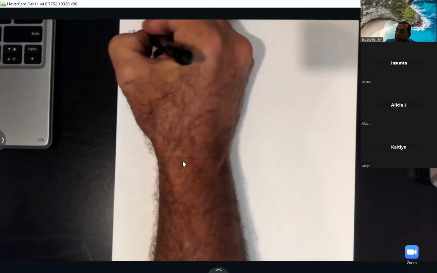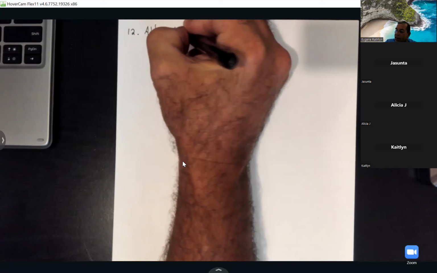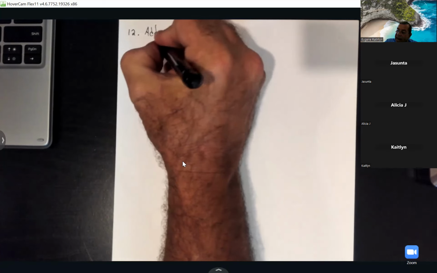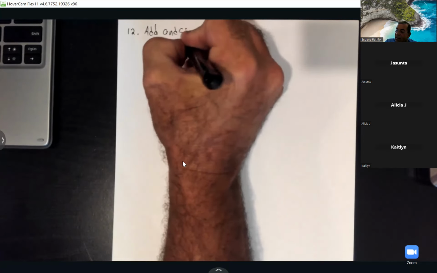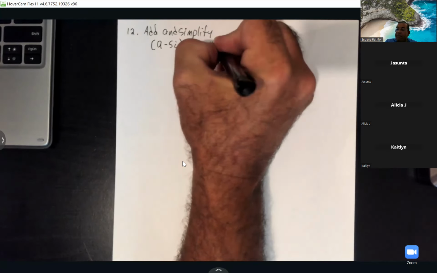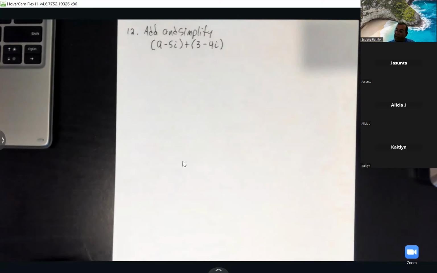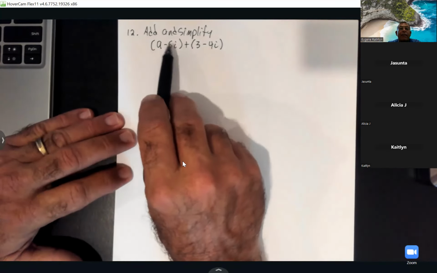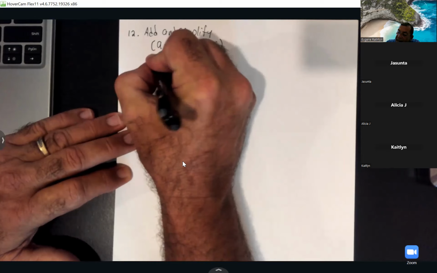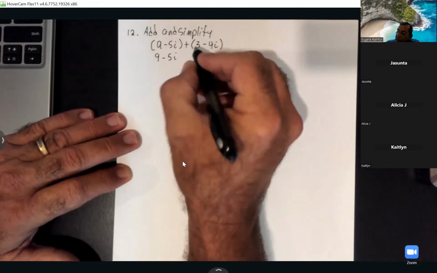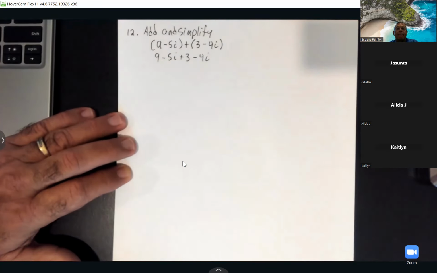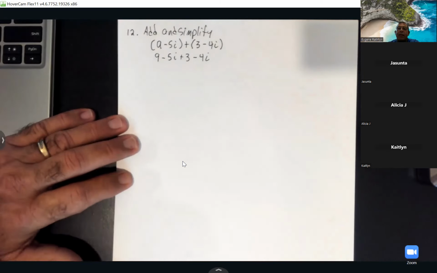All right, y'all, 12, add and simplify again. I got 9 minus 5i plus 3 minus 4i. So remember, once again, I can drop parentheses and everybody keeps the same sign as they had on the inside. So I got 9 minus 5i plus my 3 minus my 4i. Then we just pair up our like terms and be done.